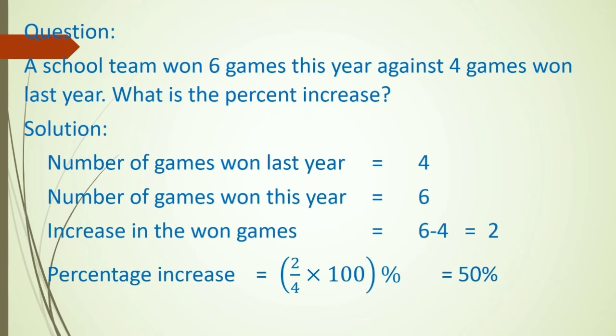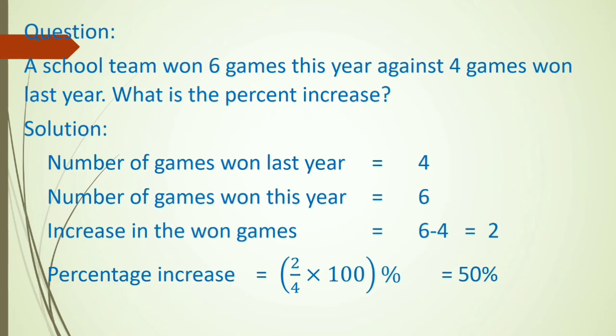First question: a school team won 6 games this year against 4 games won last year. What is the percentage increase? Here we have two values. The original value, or the old value, is 4 and the new value is 6. We have to find out what is the percentage increase in this. So for that we have to find out the increase in value. That means the increase in number of games won is 6 minus 4, that is 2.